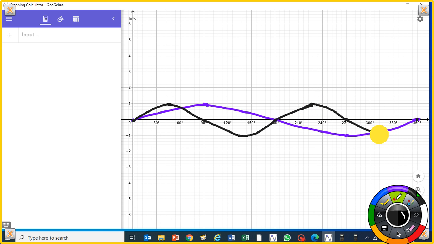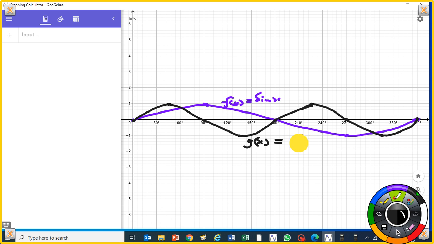Just bear with me there. You have to practice how to draw. So it should look like that. So then you label the black one, that's g of x. And then the blue one, that's f of x equal to sine x. Okay? So this is sine 2x.